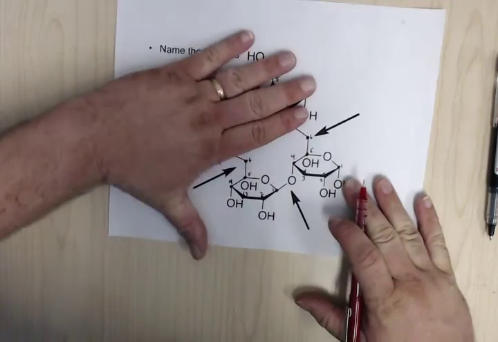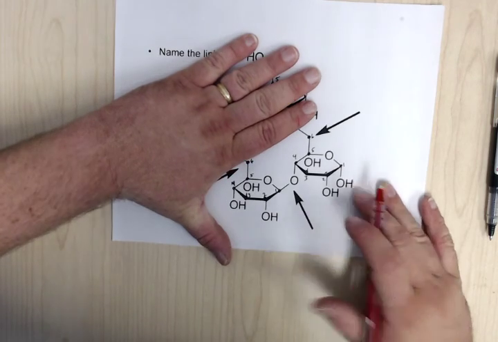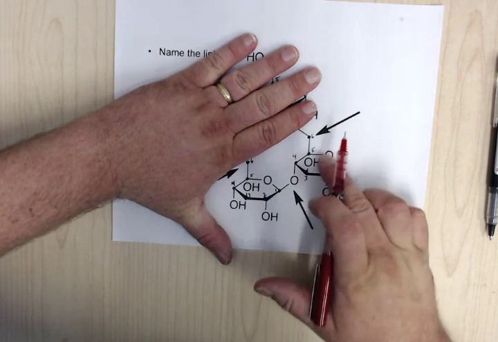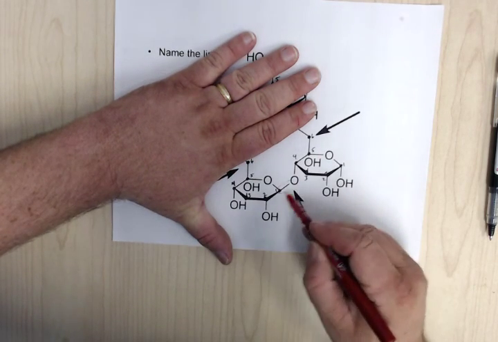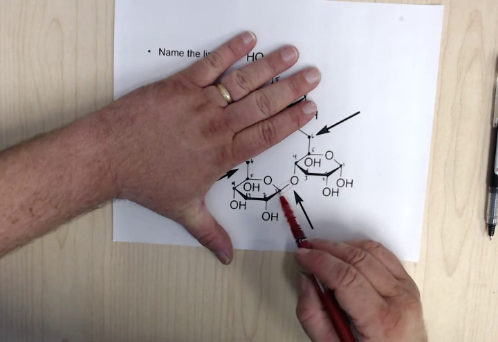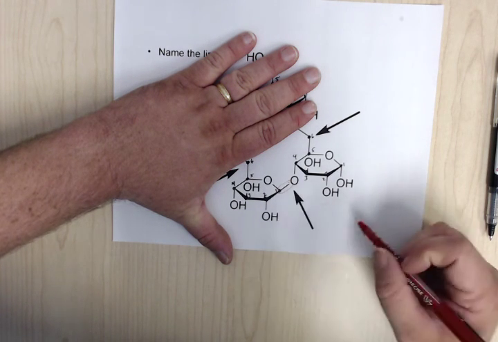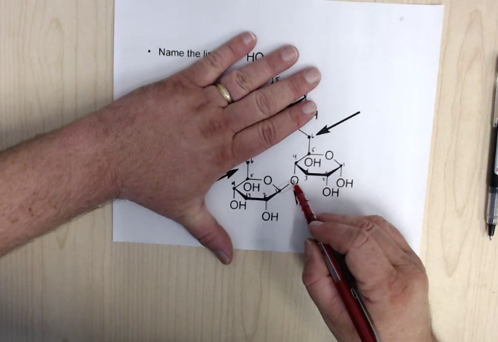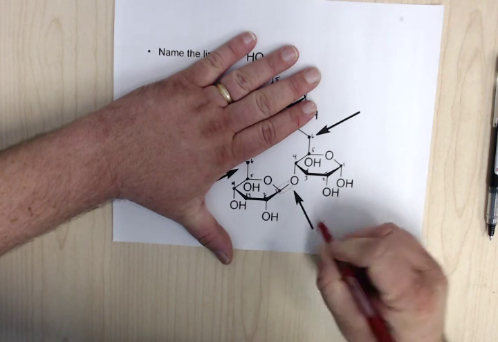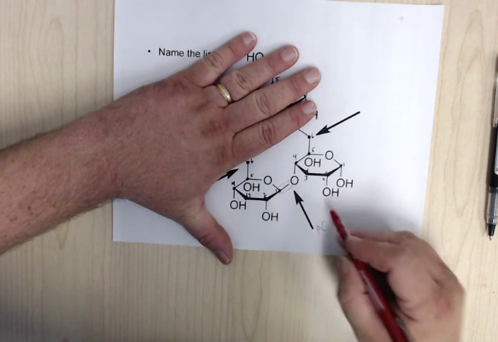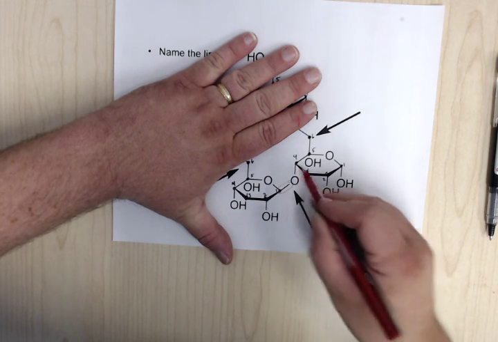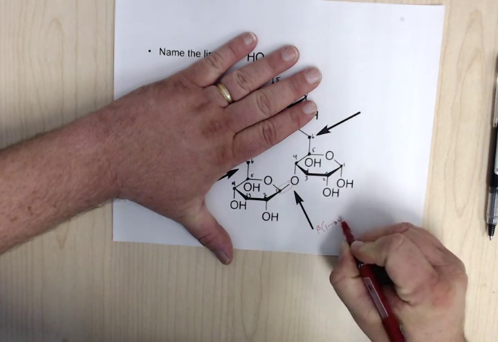Now for this linkage, you're only concerned about these 2 sugars. So now this one is on the left, and this is on the right. Since you're concerned about coming away from the left-hand sugar, this one's going up, so it's going to be beta. It's going from carbon 1 on this side to carbon 4 on this side. So it's going to be 1 to 4.